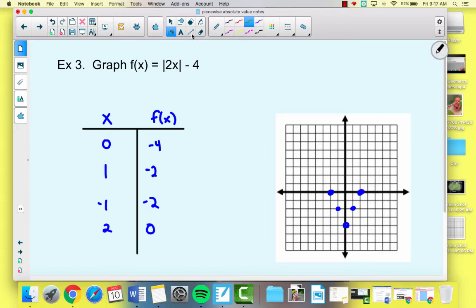And then like we said earlier, all absolute value functions are V-shaped, so I just start at the middle point and I go up. They do go on forever, so keep that in mind. So they're going to have arrows at the end like this one does.